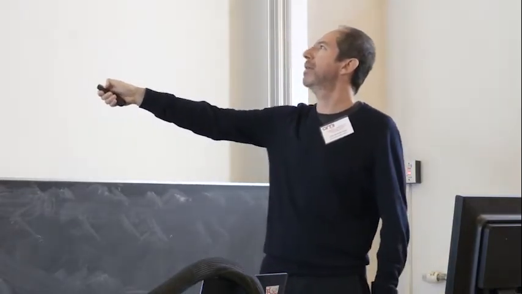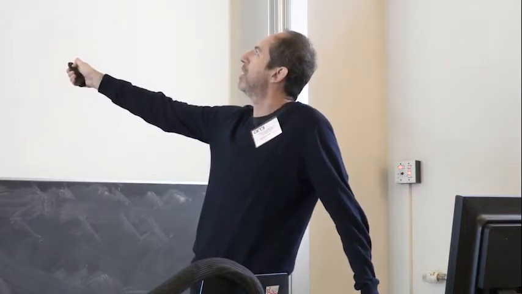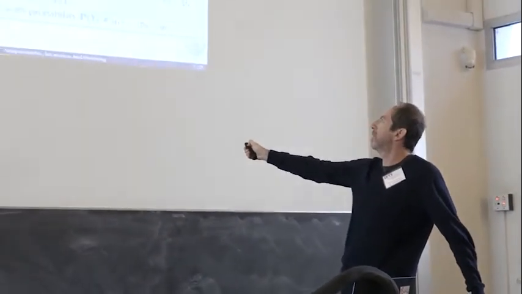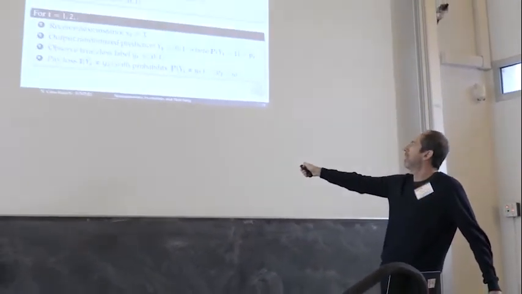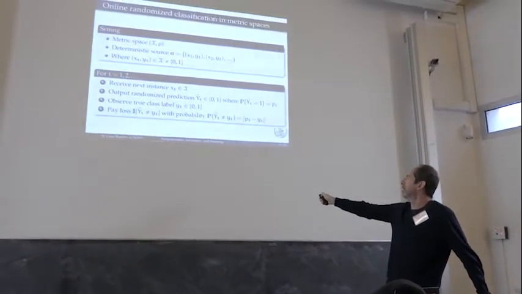The learner is going to get the instance at each time step, and it's going to output a randomized prediction. And p sub t is the probability with which the instance will be assigned to label 1. And then the learner will observe the true class label, and will pay a loss whether the classification is incorrect. And the probability of the loss can be written as just the absolute loss, because the labels are binary, between the probability of outputting prediction 1 and the actual label.